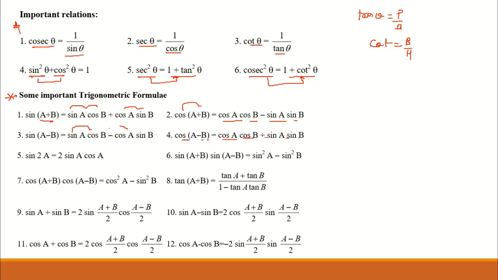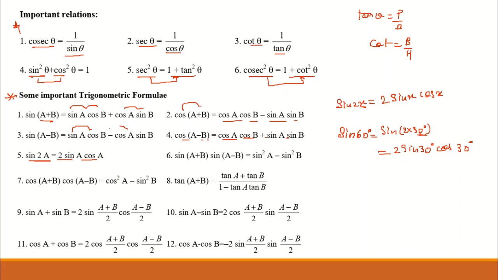upcoming classes. Sin 2 theta is represented as 2 sin theta cos theta. Let's suppose there is an angle sin 2x. It can be represented as 2 sin x cos x. Or we can write sin 60 degree as sin of 2 into 30 degree, which will be written as 2 sin 30 cos 30. Because now theta has become 30, I can apply the formula. Sin 30 is 1 by 2, cos 30 is root 3 by 2, and we get sin 60 degree as root 3 by 2. Yes, we are getting the same.